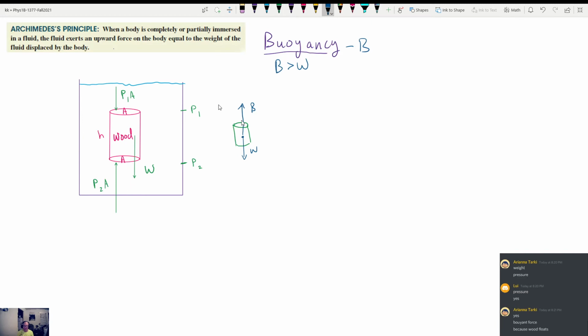So where is that buoyant force coming from then? Well, it must be coming from these two other forces right here, right? So what I would say is that the buoyant force B has to be the same thing as the difference between the pressure acting on the bottom and the pressure acting on the top. P2A minus P1A.